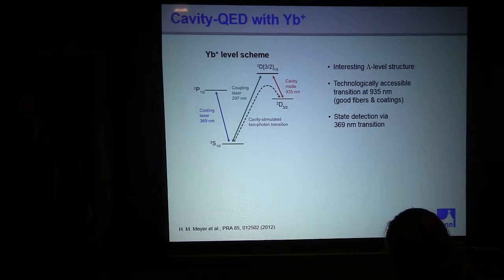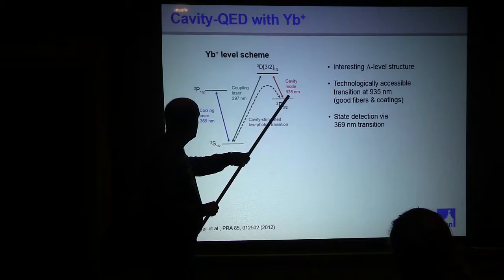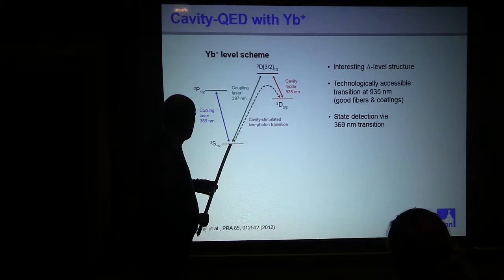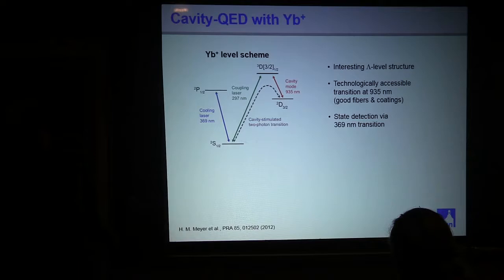And then we can detect everything again with fluorescence. So if this process is successful, then the population ends up here and we see no fluorescence here. And if this transition is not successful, then the population stays here and we see fluorescence. Sorry, this was too fast.